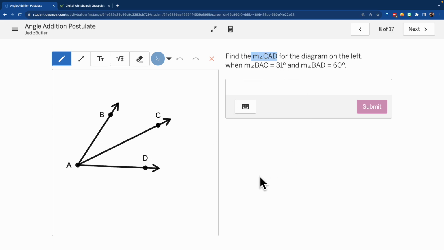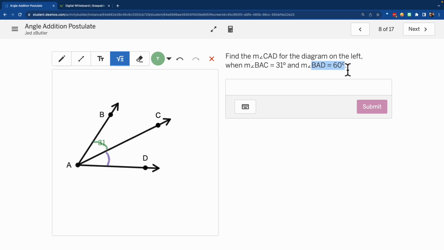We have find CAD. CAD looks like it's going to be this one here, because I'm going from CAD, and the enclosed rotation there is that one. And BAC, let's color that green. And that's a 31. So I'll put in there 31.